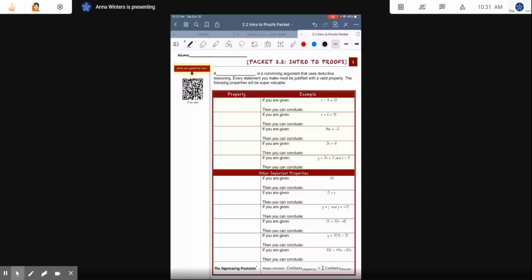All right, so now we're going to look into intro to proofs. So here, a proof is a convincing argument that uses deductive reasoning. Every statement you make must be justified with a valid property. We're going to talk about the properties and some of them today. The list will grow as we go through the course. The following properties are super valuable.